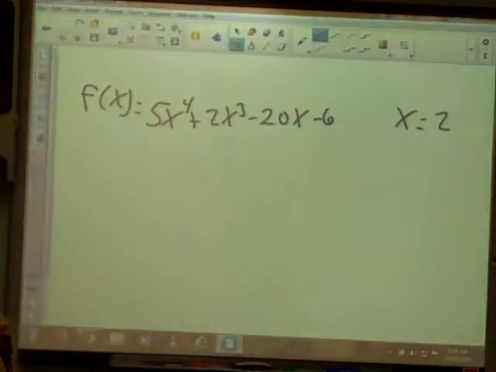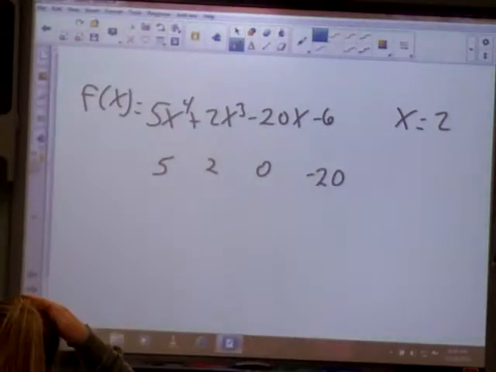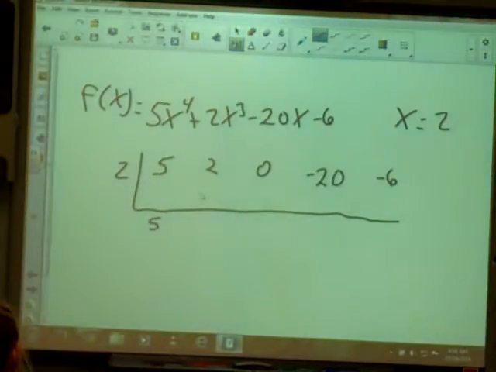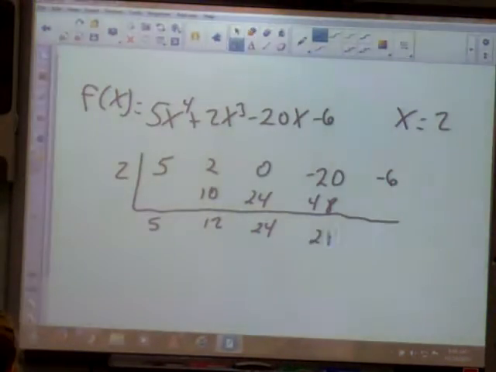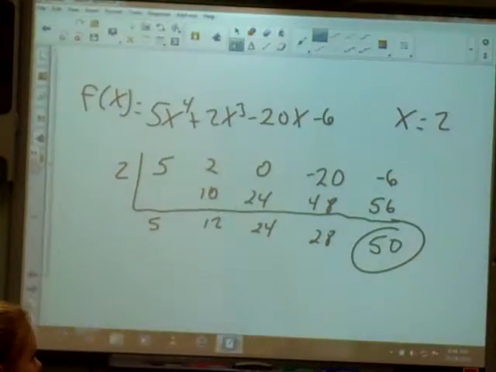Alright, I got 5x to the 4th, 2x cubed, 0x squared, negative 20x, and a negative 6. Did I put a 2 or a negative 2 outside the box? 2. Just a 2. Drop your 5, multiply, 5 times 2 is 10, add 12, multiply, 12 times 2 is 24, add 24, multiply, 24 times 2 is 48, add 28, multiply, 28 times 2 is 56, add and get 50. That's it. Nothing to it, Buttercup.